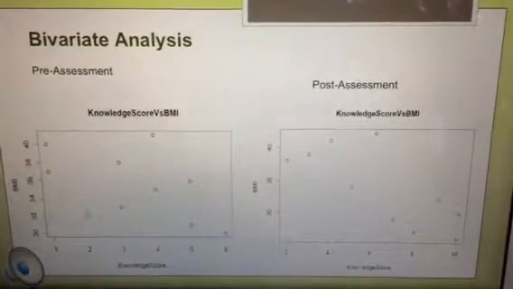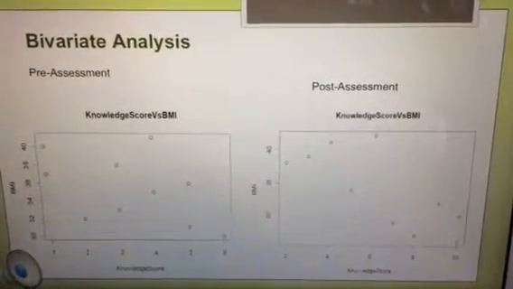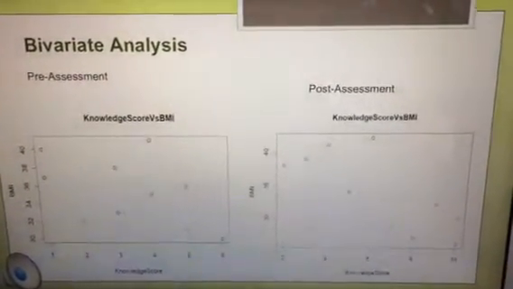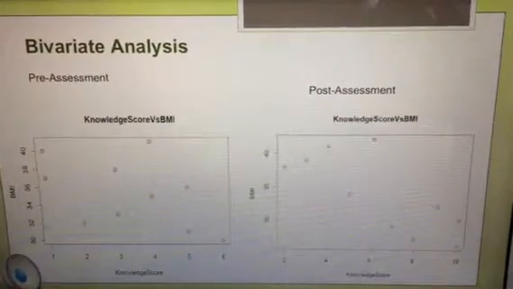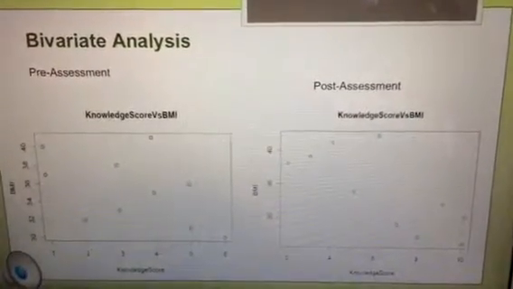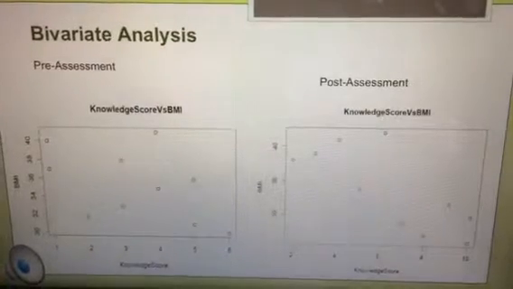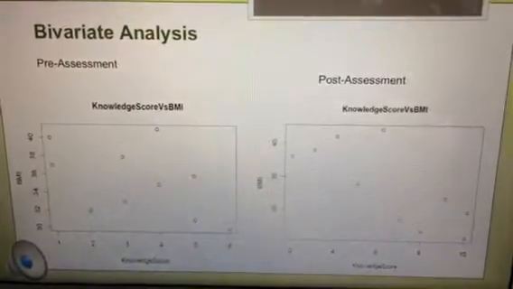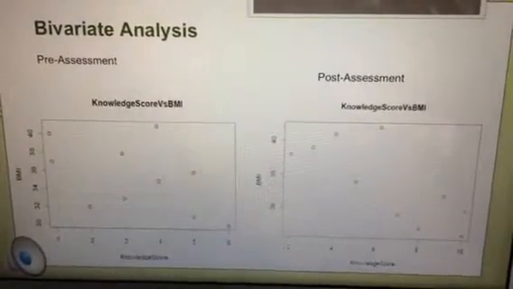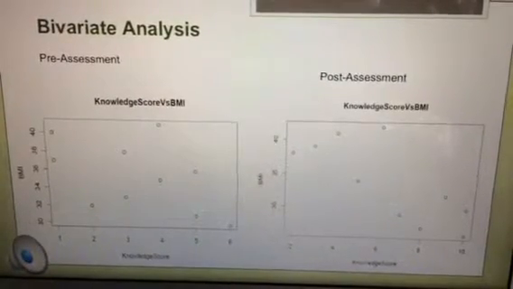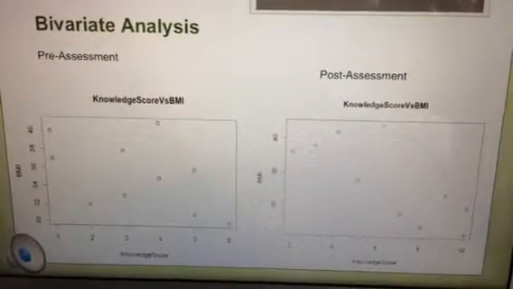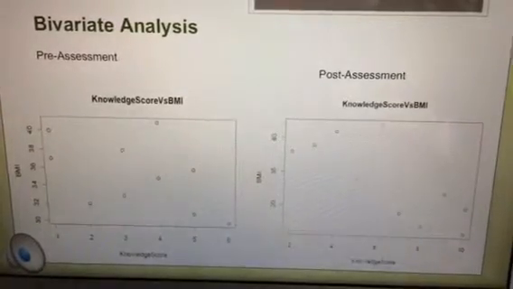Looking at the scatter plot of knowledge score versus BMI, we can see that the knowledge score of participants increased post-intervention by 4 points. It can be said that as knowledge score increases, BMI decreases or stayed the same for 70% of participants, while only 30% of individuals' BMI increased, but they were not part of the intervention group.